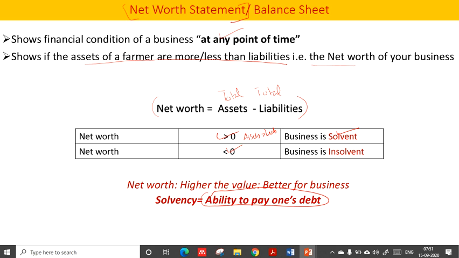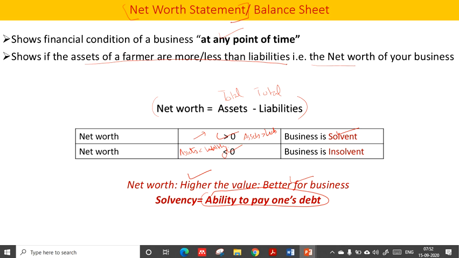This is solvency. Okay. So as you can see, the higher the net worth value, the better for the business. Simple. More and more assets, less and less liabilities, that is good for you. And if net worth is less than 0, that is, the value of assets is less than liabilities, that means you are in a very precarious situation and you should start worrying.